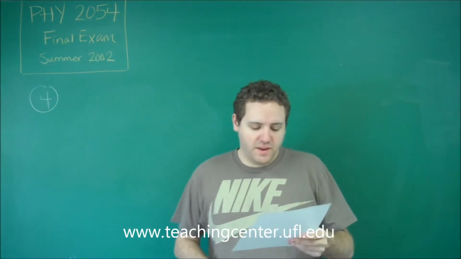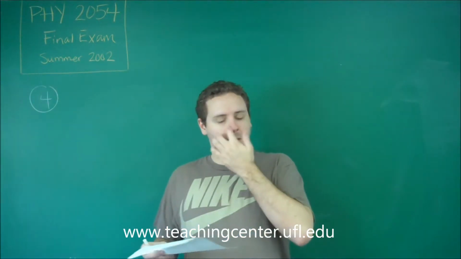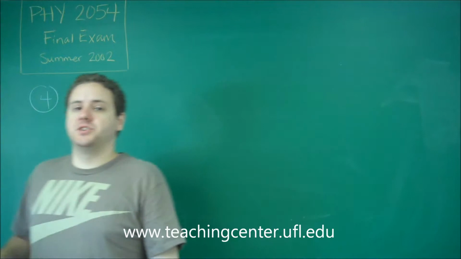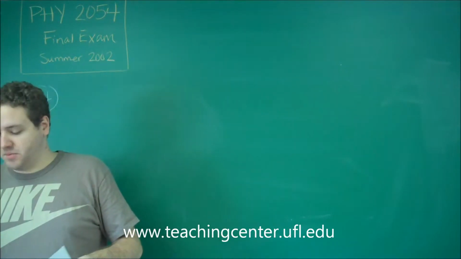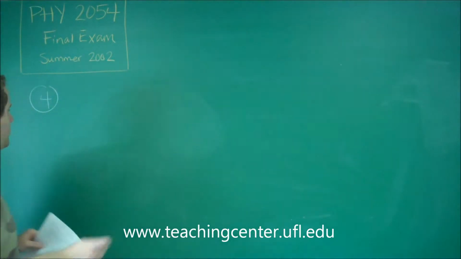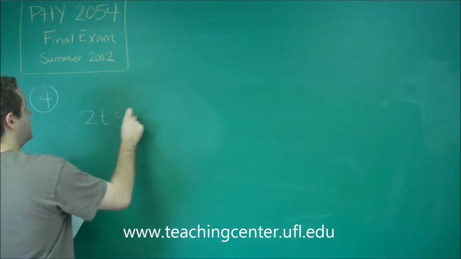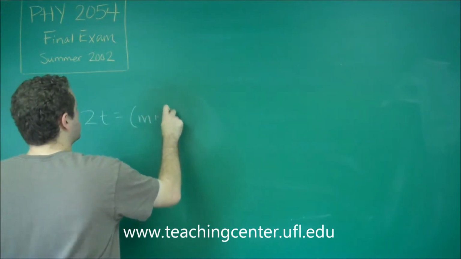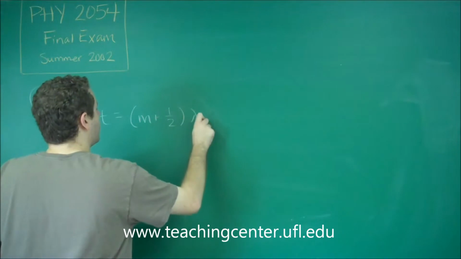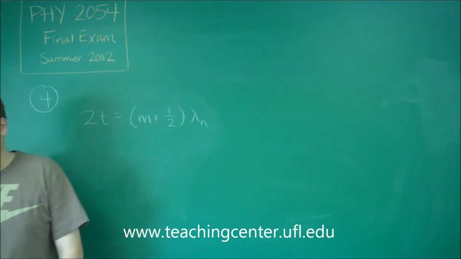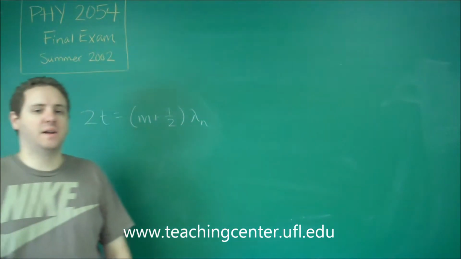For number 4, we have a thin film interference problem. So you have an equation that helps you with this type of problem. Let me write that down real quick. So our equation is 2t equals (m plus 1/2) lambda n. So first of all, let's define these variables.